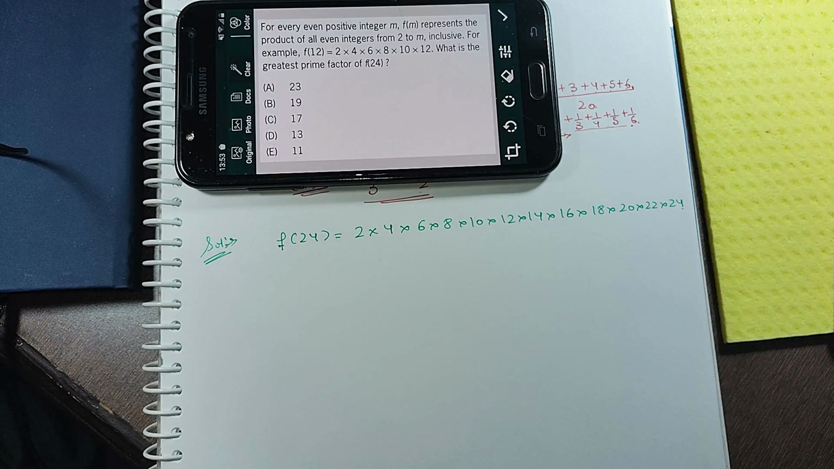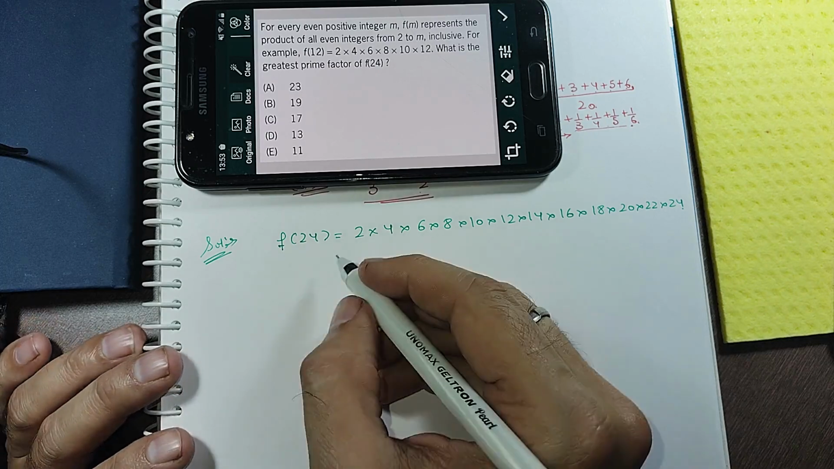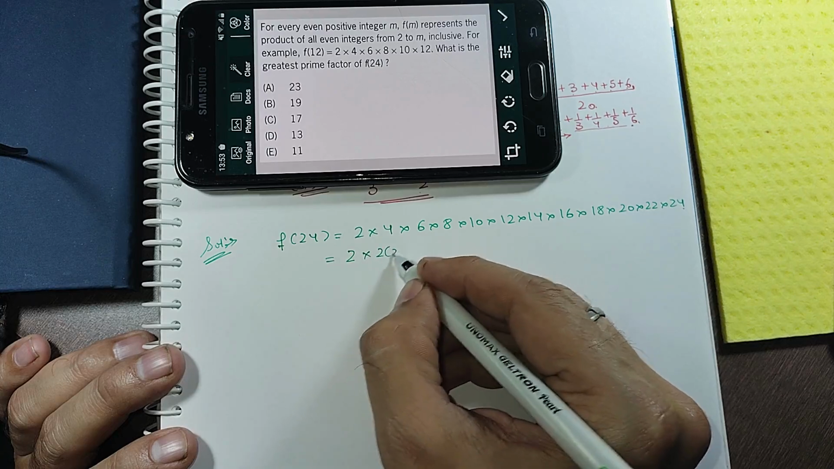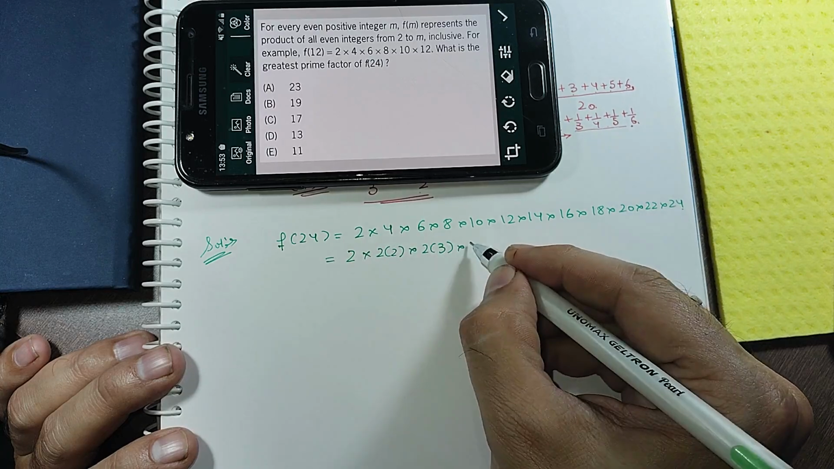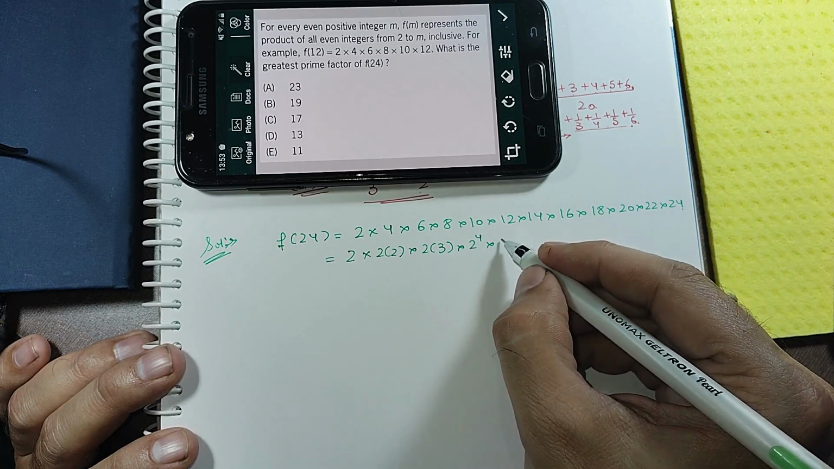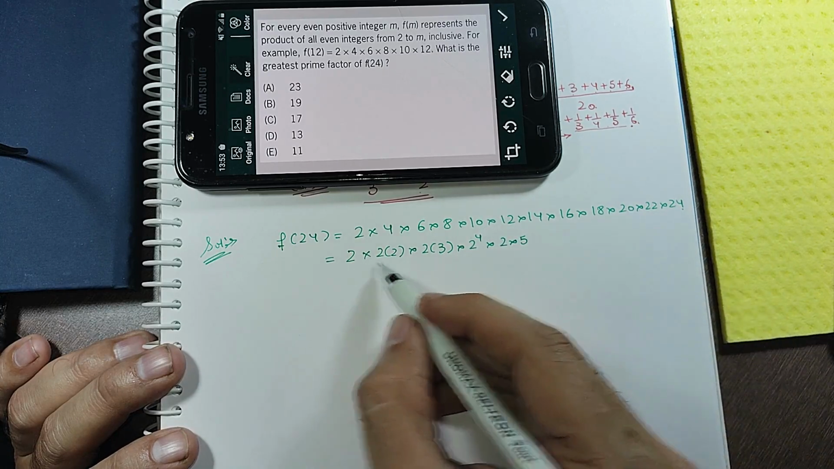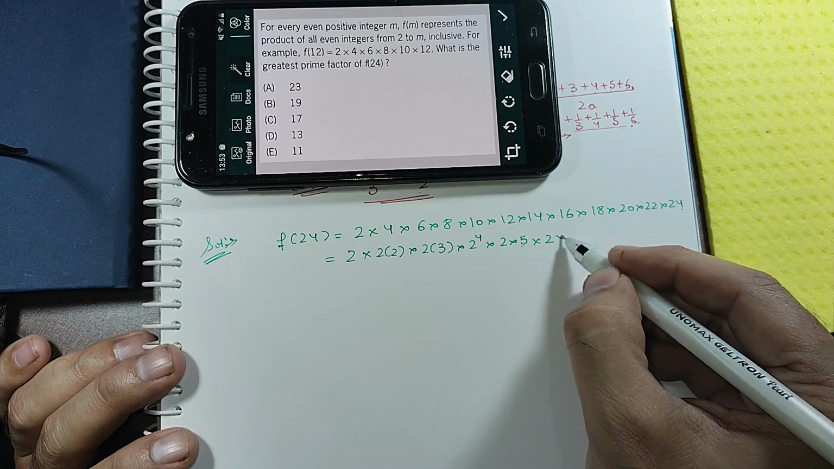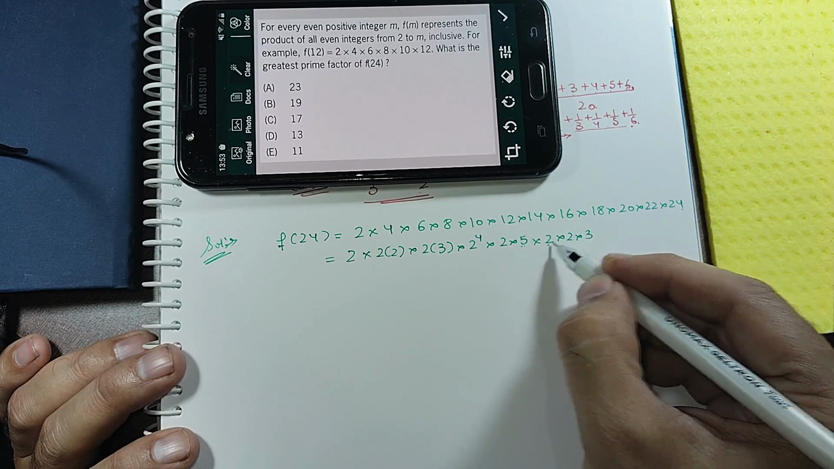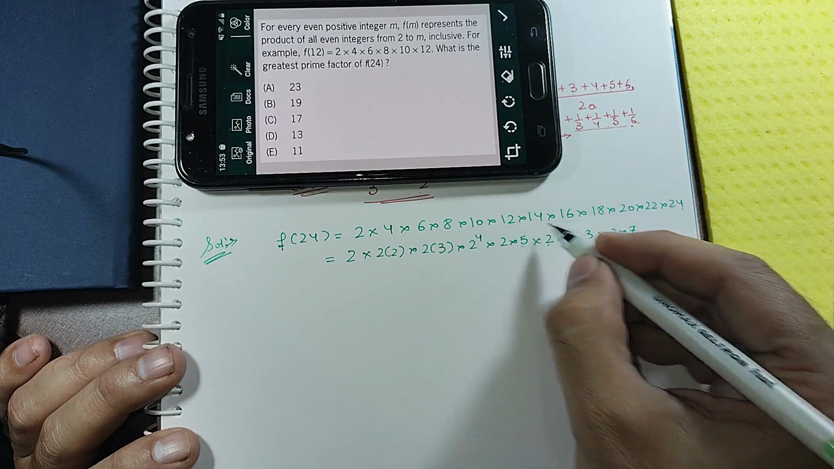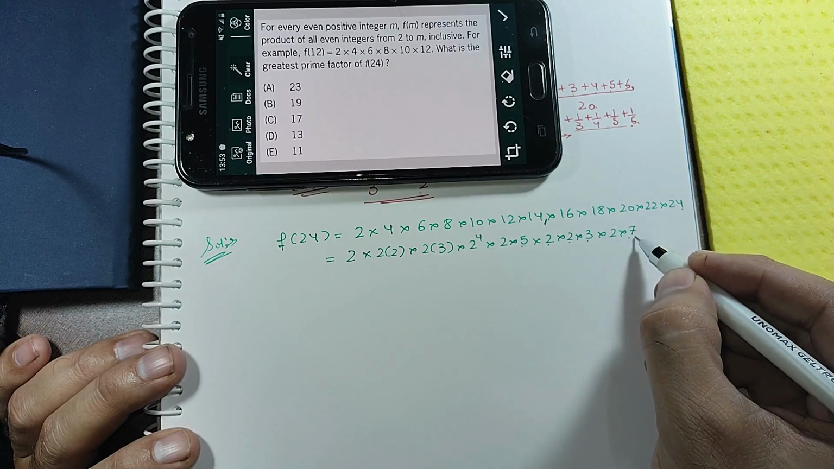First of all, we will try to break it into small prime numbers. This is 2. 4 can be written as 2 into 2. 6 can be written as 2 into 3. 8 can be written as 2 raised to power 3. Now 10 can be written as 2 into 5. Up to this point, 5 is the greatest prime factor. Now 12 can be written as 2 into 2 into 3. Now 14 can be written as 2 into 7. Up to this point, we can consider 7 as the greatest prime factor.